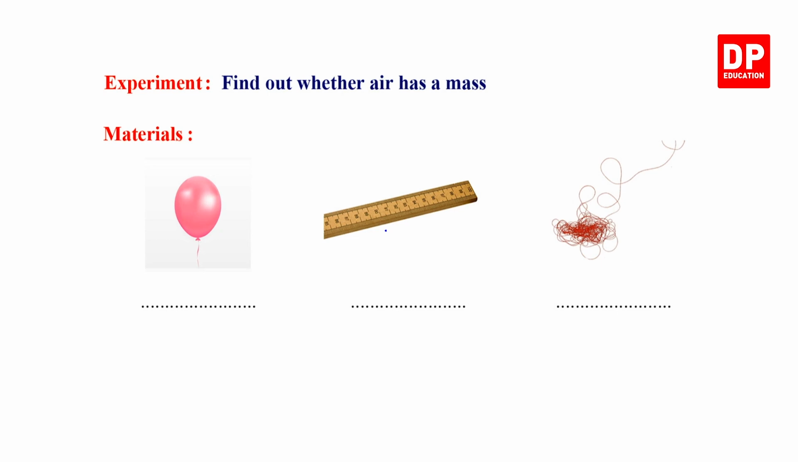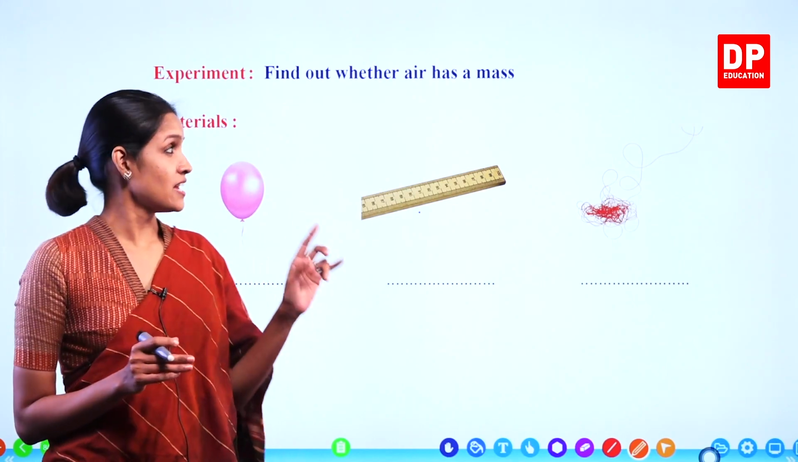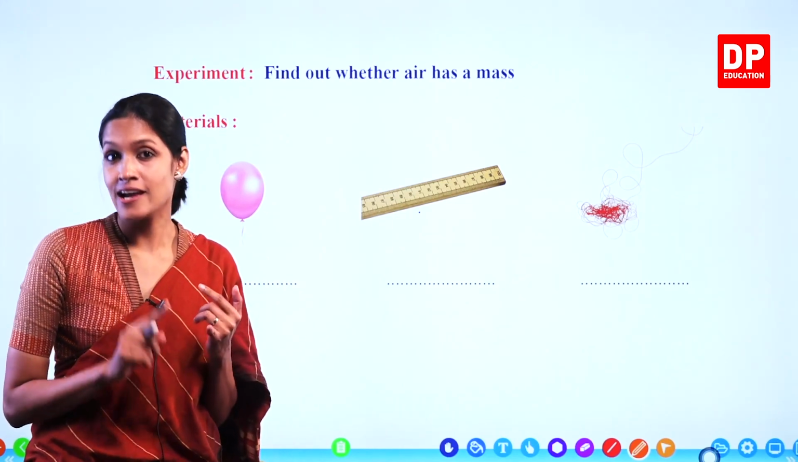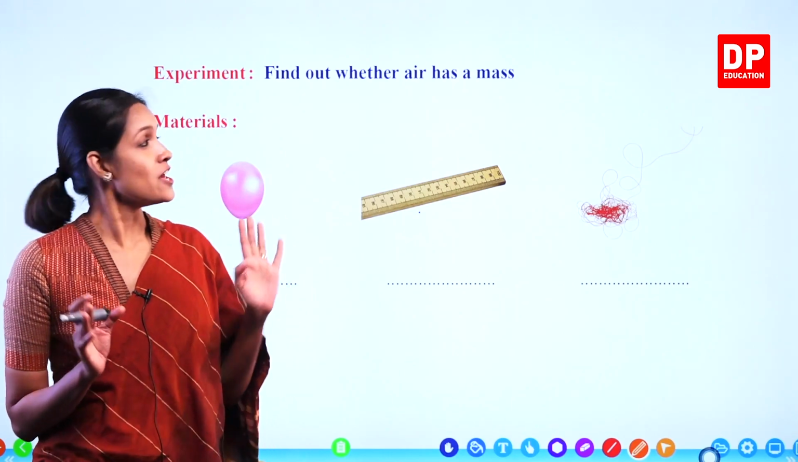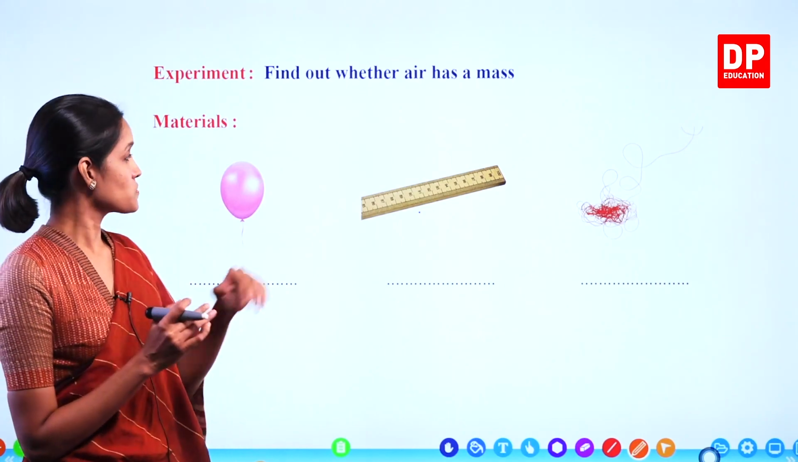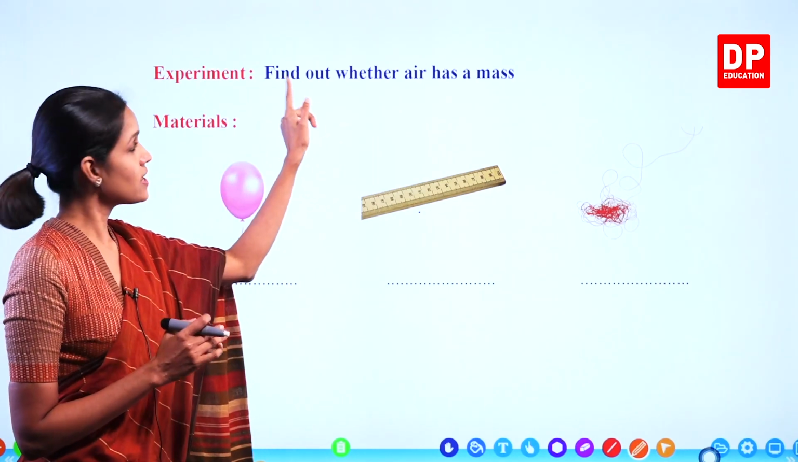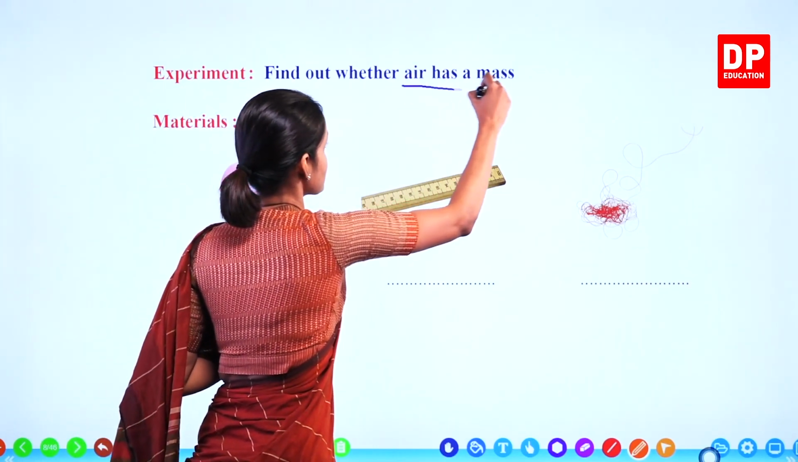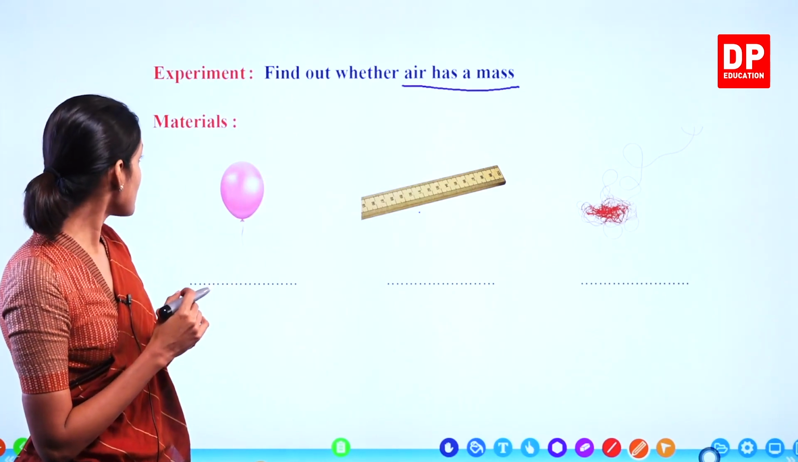Right, children. You remember I told you that I am going to experimentally prove to you that air occupies space and air has a mass. Now I already proved that air occupies space. Now I'm going to show you that air has a mass as well. So our experiment is to find out whether air has a mass. So that is the experiment or the title, right?